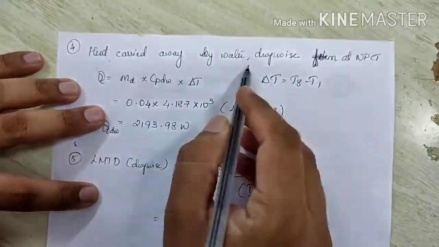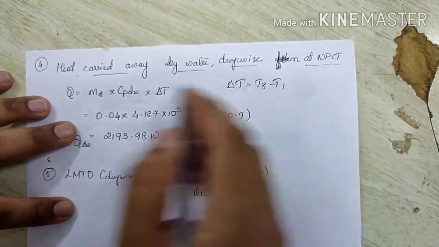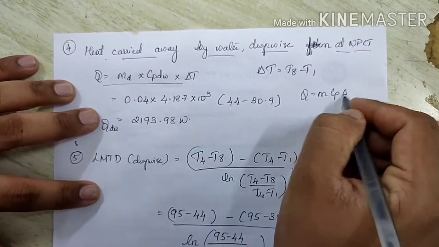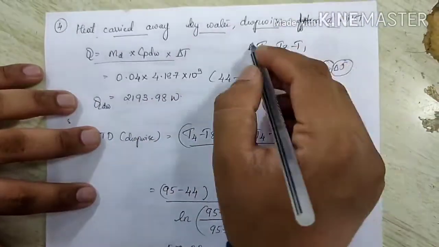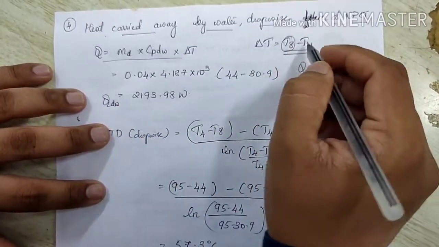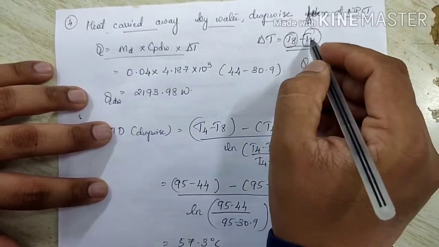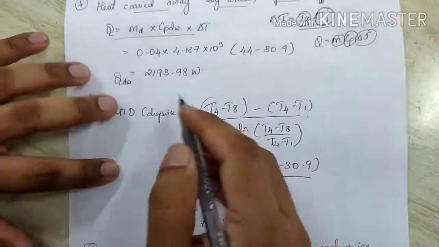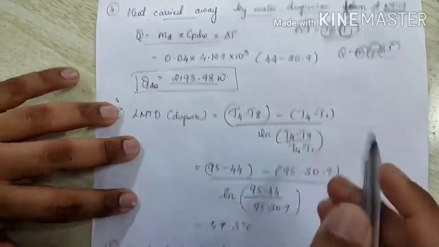So now we will be checking for the drop wise. So heat carried away by the water in the drop wise at nickel plated copper tube. The formula is same, that is Q equal to m Cp delta T. M is mass flow rate, Cp is specific heat, and delta T is change in temperature. So change in temperature here is T8 minus T1, that is the water temperature at the outlet of this tube and the inlet temperature of the water at this tube, that is nickel plated copper tube. Now by substituting all the values, we got 2193.98 watt.